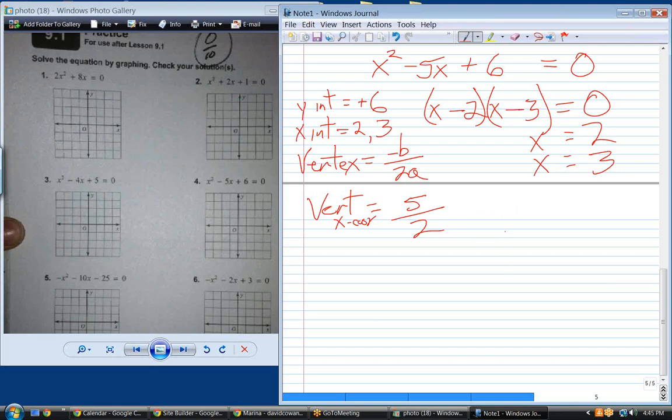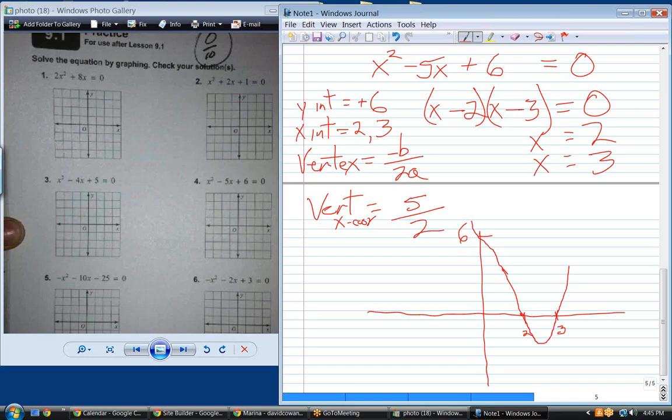Well, but notice the problem. Here's the problem. If I try to graph it from the information I have now, I know that it goes through 2, and I know that it goes through 3, and I know that it goes through 6. So I can draw something that looks like this. It's going to go through 6, but I don't know where the bottom of it is.